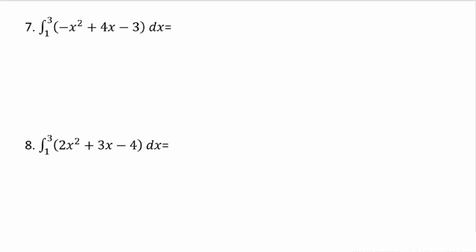Okay, so here's the other example below. We have now another example, number 7. We have the integral of the quantity negative x squared plus 4x minus 3 dx evaluated from 1 to 3. So let us integrate it first. The first term will give us negative x cubed over 3, plus 4x squared over 2 gives us 2x squared. The integral of negative 3 dx is negative 3x, and this will be evaluated from 1 to 3.